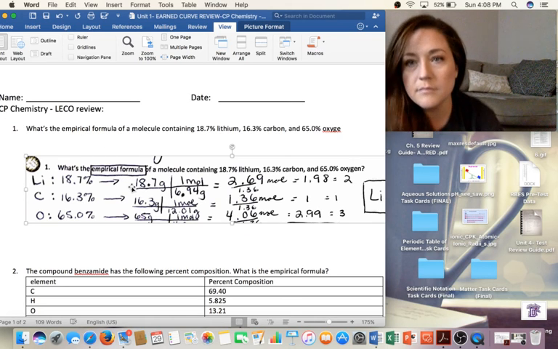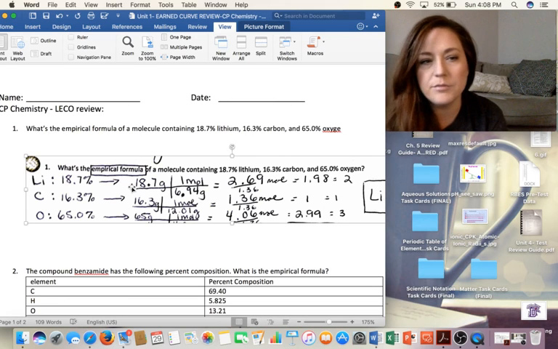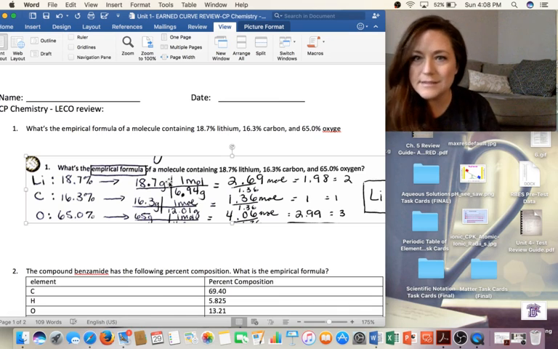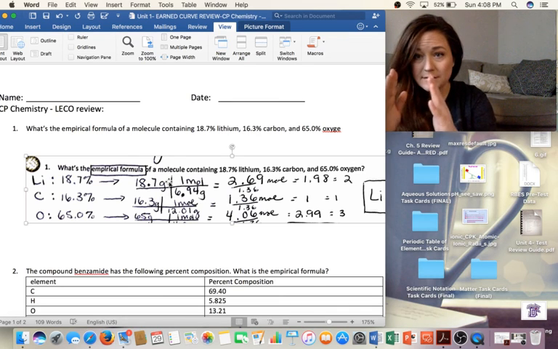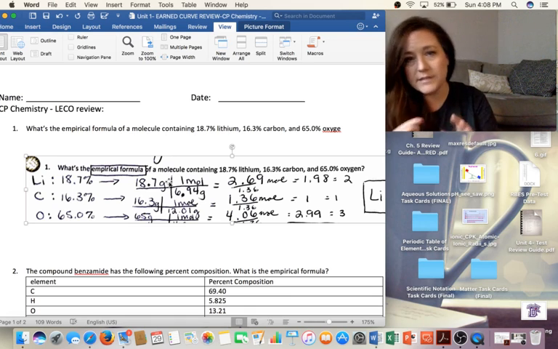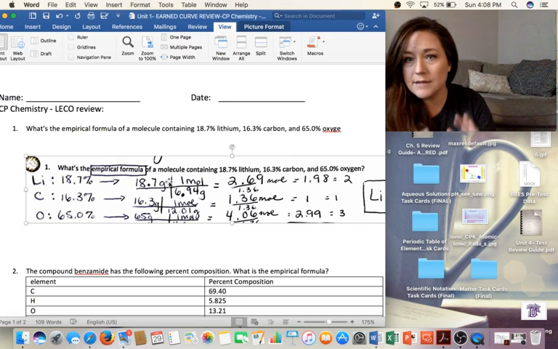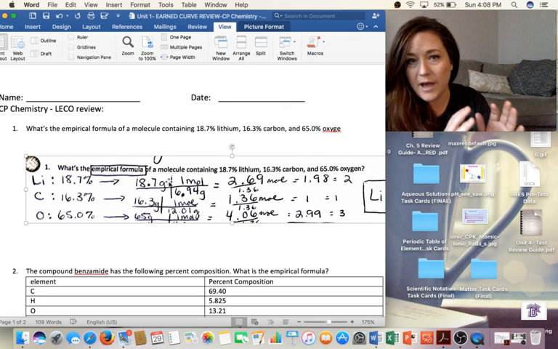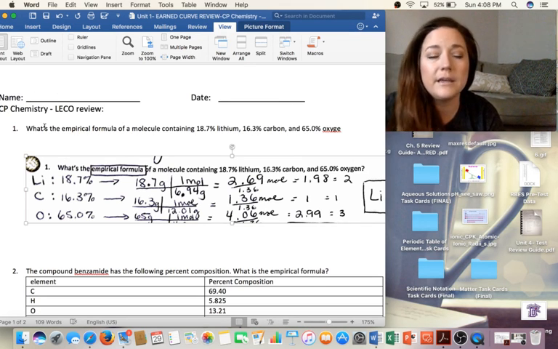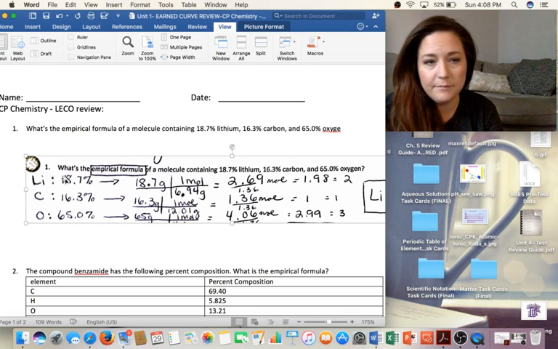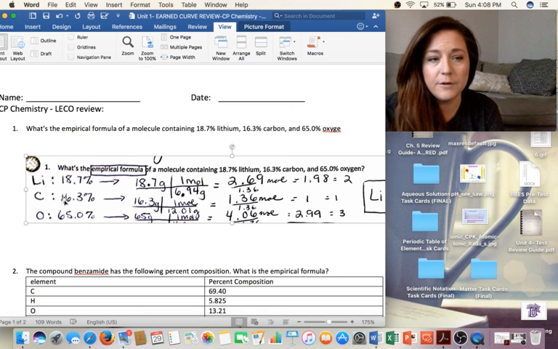So for lithium, we take that 18.7% right here and we make it into grams. That is step 1, literally taking your percent to a gram. Whatever percent it says, those are the number of grams you're going to have to work with. So lithium, 18.7%, becomes 18.7 grams. Same thing for your carbon, 16.3% becomes 16.3 grams.